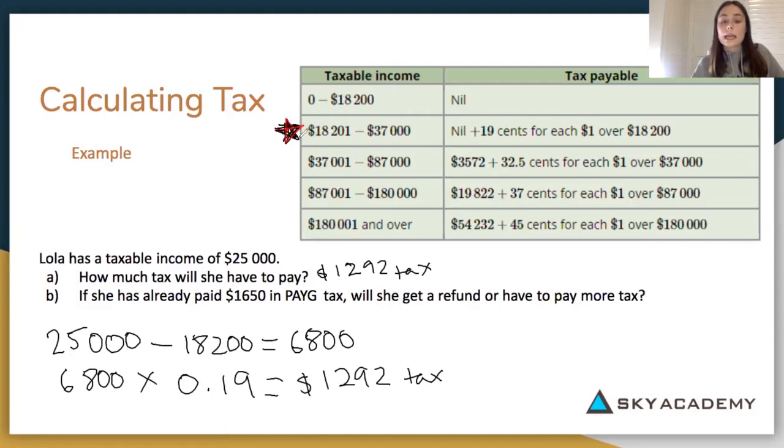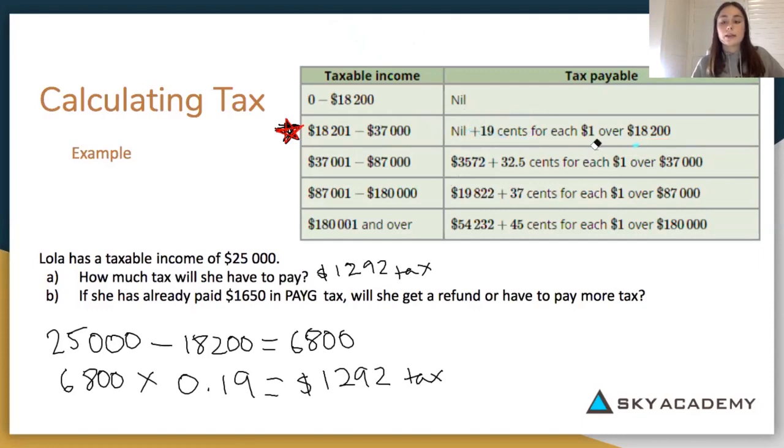So to calculate how much tax someone needs to pay, what you need to do is figure out what row they go in, then figure out if they have a base rate. If they have a base rate, write it down. Then you need to calculate how much money they are over the amount specified. In this case, it was 18,200. And then once you figure out how much over she is, times it by the amount they ask, which in this case was 19 cents. And that will give you your tax.